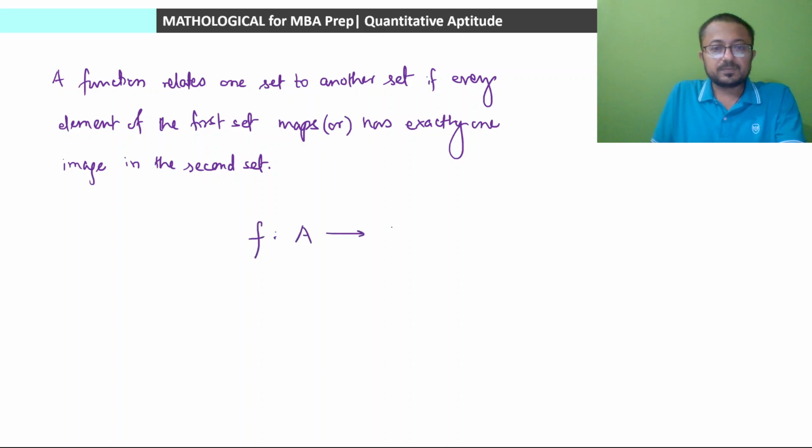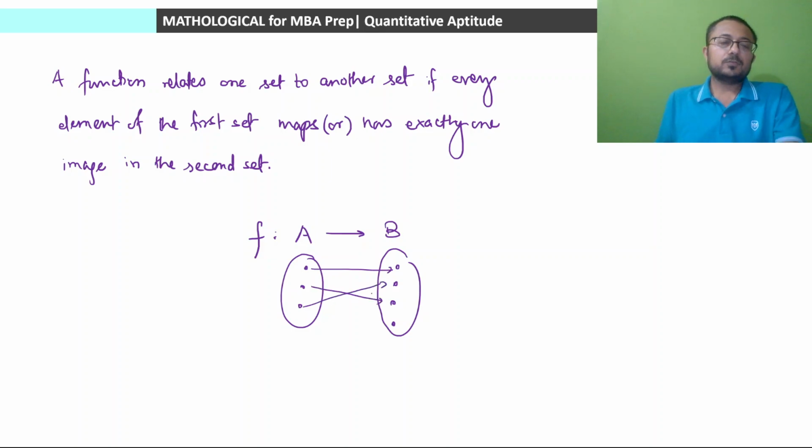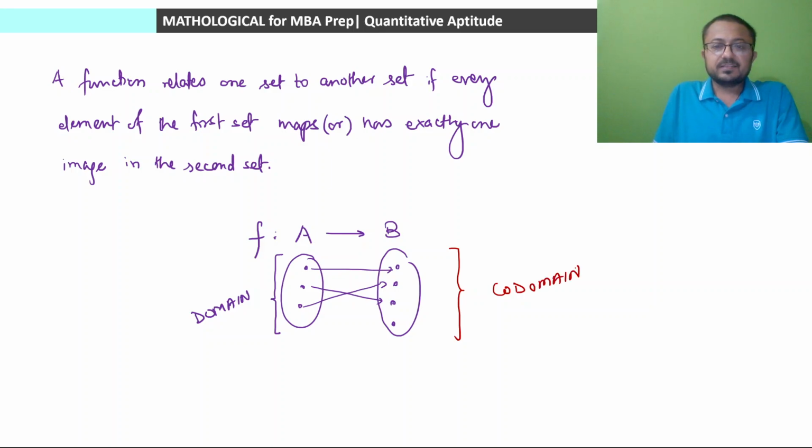So if the function is from set A to set B, as we've already understood, let us say this is the function. The first set, the input set, all the values of the input set, these are called the domain. And the second set, the complete set, is called the codomain. But even if some values of the codomain are left out, that is also fine. For example, this value is not connected with any element of set A, so that is fine.